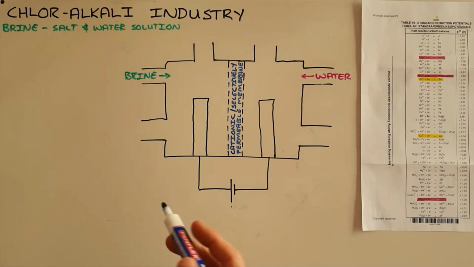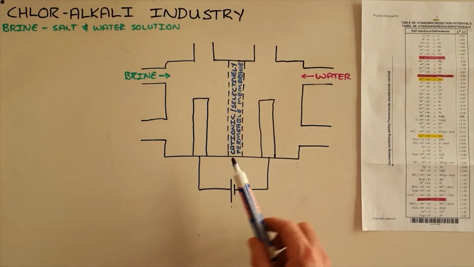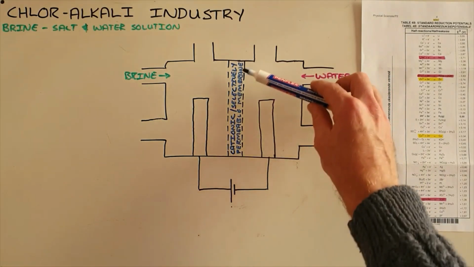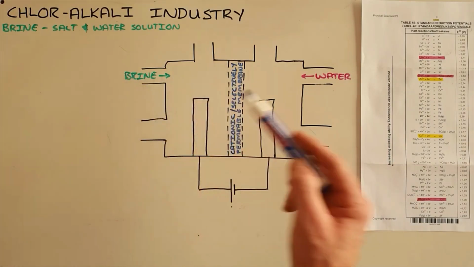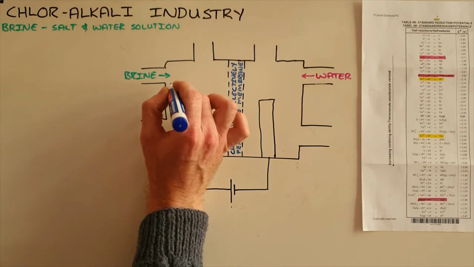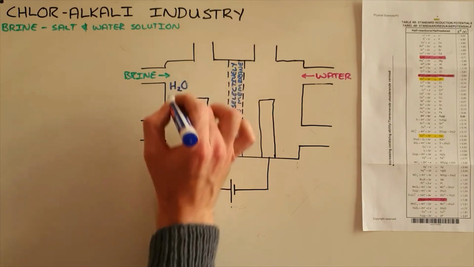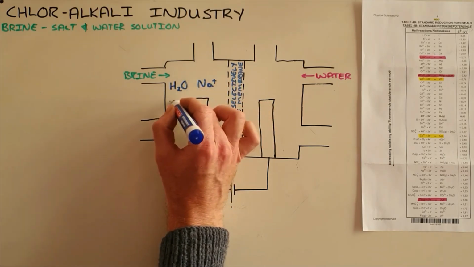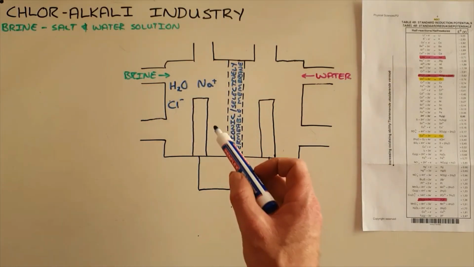And the way that this is set up in the industry is that we have a single container that is separated by a cationic or selectively permeable membrane, and we have brine, which is our saltwater solution, pumped into the one side of this container, and that means that in this side, we will find that there is H2O as well as some sodium ions present, as well as some chloride ions present in the solution on this side of the membrane.